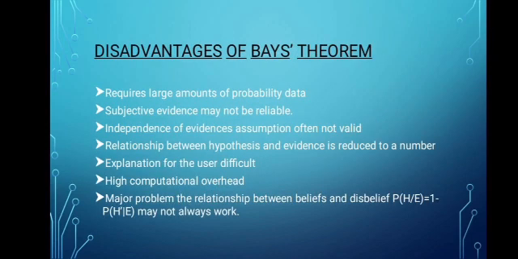Now we will see the disadvantages of Bayes theorem. First, it requires a large amount of probability data. Second, subjective evidence may not be reliable. Third, the independence of evidence assumption is often not valid. Fourth, the relationship between hypothesis and evidence is reduced to a number. Fifth, explanation for the user is difficult. Sixth, high computational overhead. Seventh, a major problem: the relationship between beliefs and disbeliefs, that is P of h given e equals 1 minus P of h dash given e, may not always work.